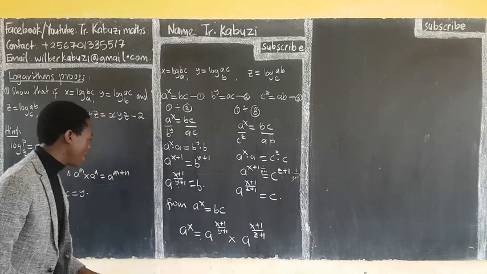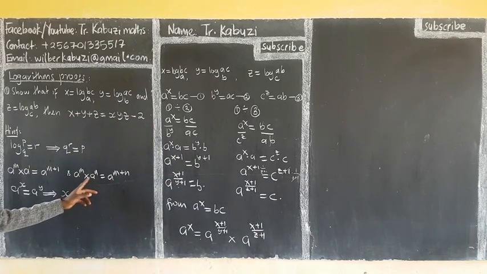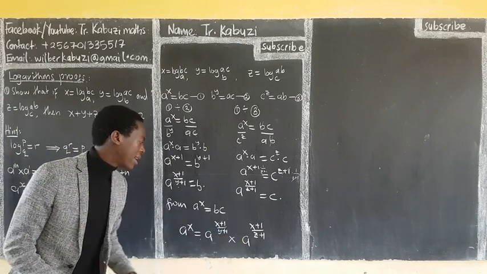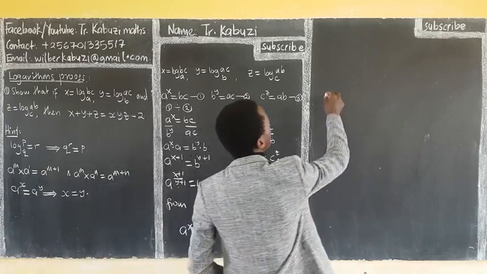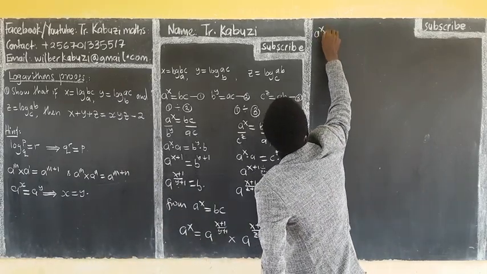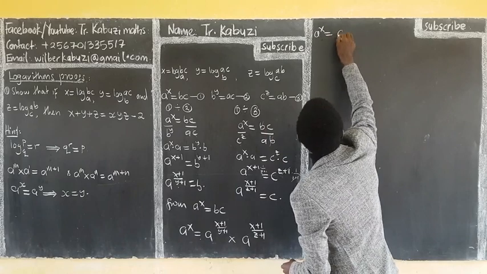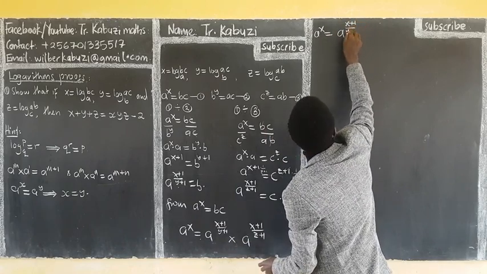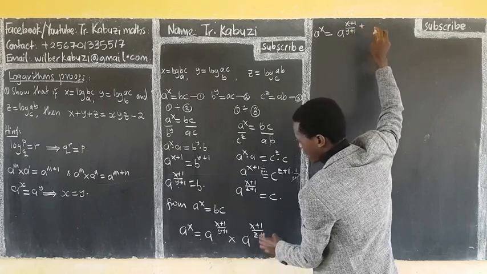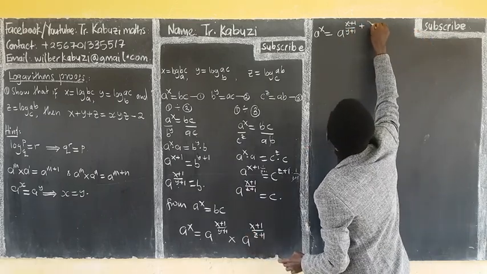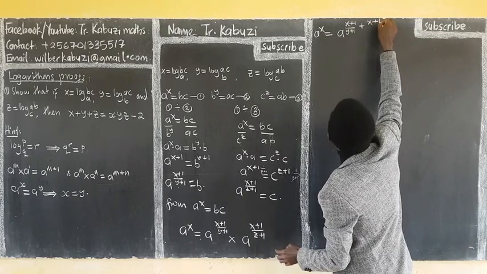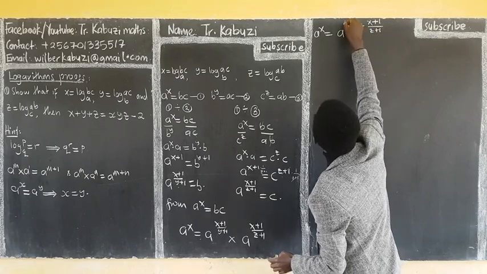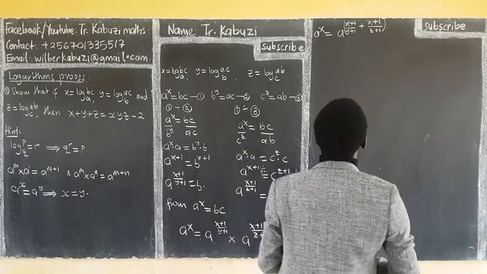Now we say when we have the same bases multiplying, we add the power. So that's what is going to happen. I'm going to add this power to this power. So now my a^x is equal to a to the power of x plus 1 over y plus 1, then plus, now we add this power, x plus 1 over z plus 1, the whole of this, they are adding that power.